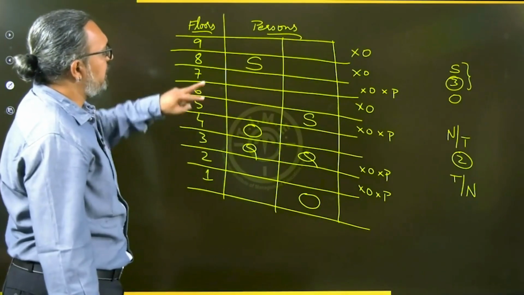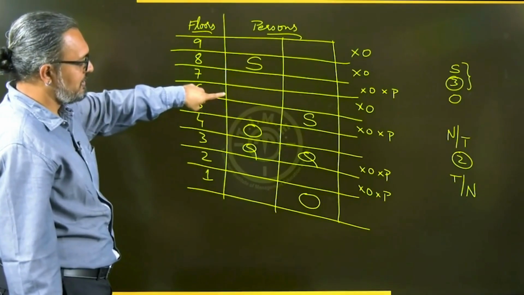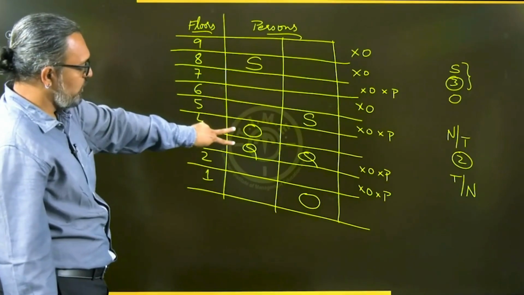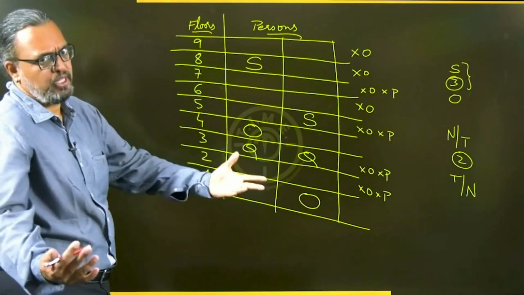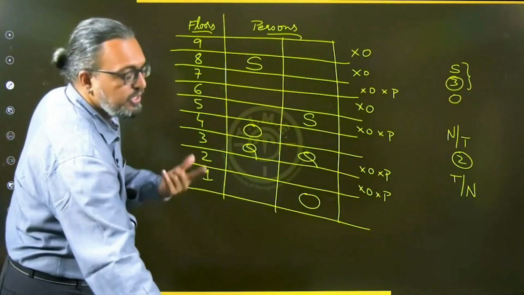Okay, so there are some cases. See, 2 persons in between means 8 and 7 floors, you can have 9 and 6. Then 2 persons, you can have 3 and 4, you can have 5 and 2. So there are some cases. On that side also, in the other possibility, you will get some cases. We will come back to that.